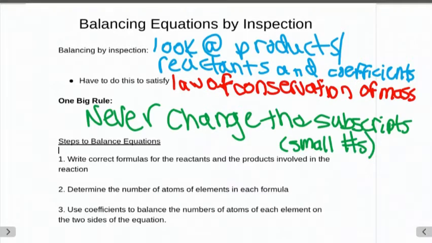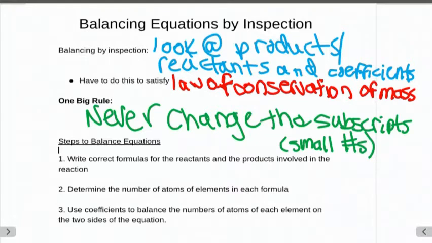So there's a certain step to doing these, and I laid them out 1 through 3. We'll go over examples and refer back to these steps. So the first step is write a correct formula for the reactants and the products involved in the reaction. So some of them will be in words. Some of them they'll have the formulas written already. So the ones we're going to go over today have them written out already.